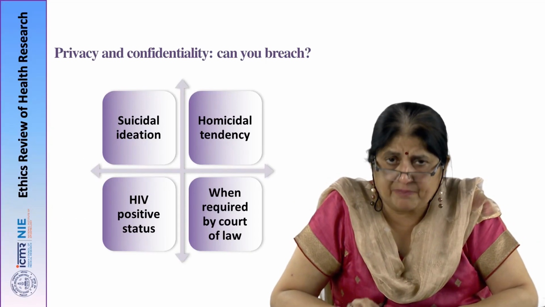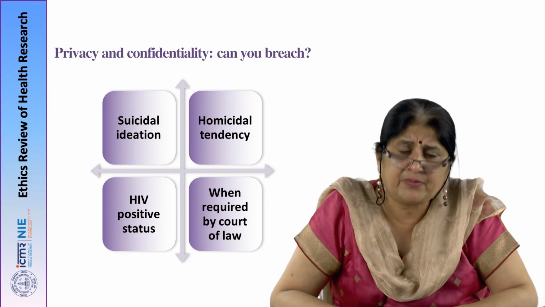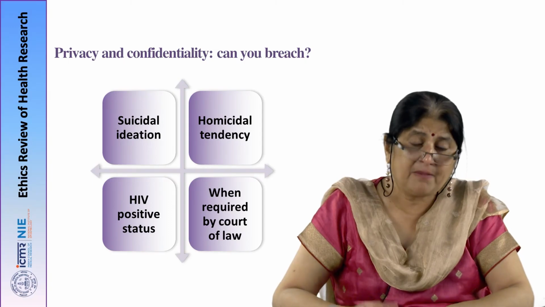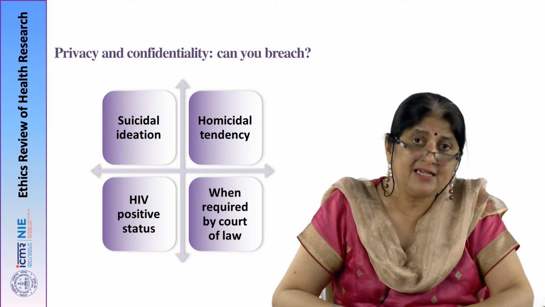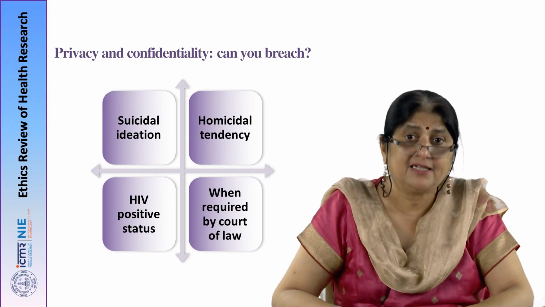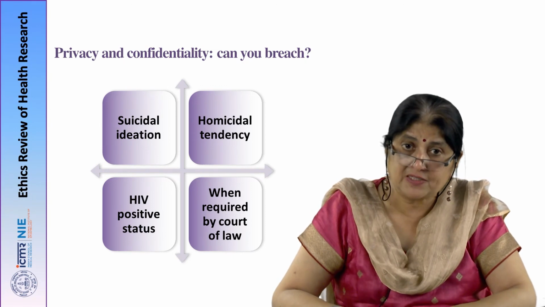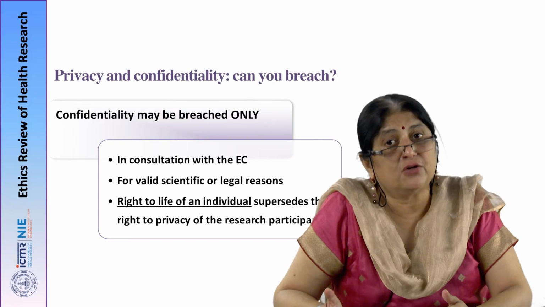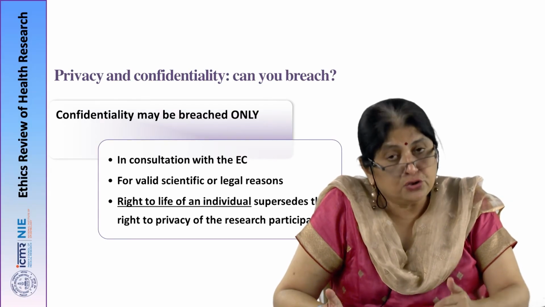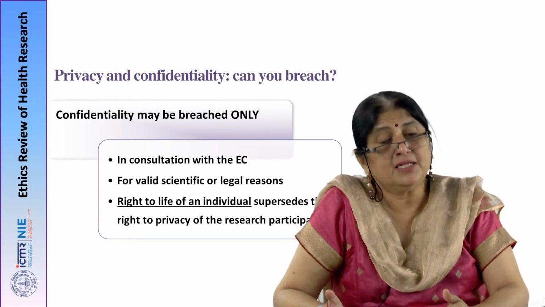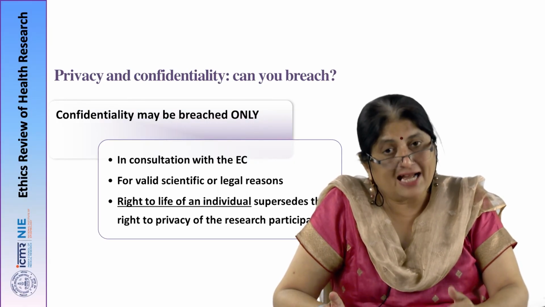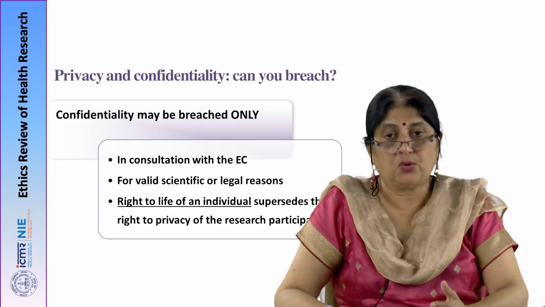So when does this happen, for example? When is it that privacy and confidentiality has to be breached? It is possible, for example, if a patient is showing suicidal ideation or homicidal tendency or has an HIV positive status, or when required by law, we may have to breach the confidentiality. But if you do have to do this, then you must do this in consultation with the ethics committee for valid reasons, both scientific or legal.